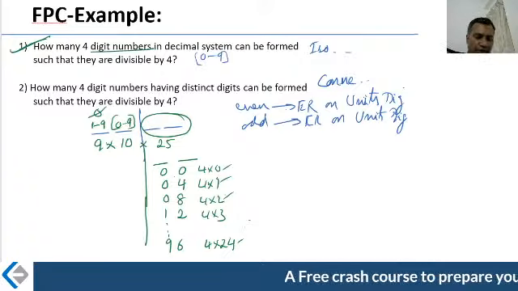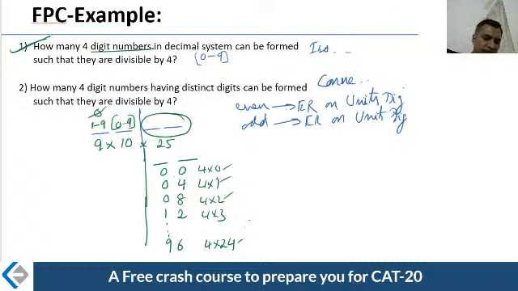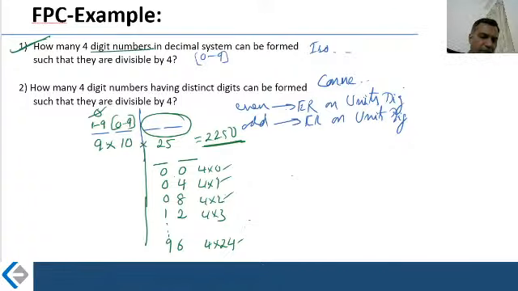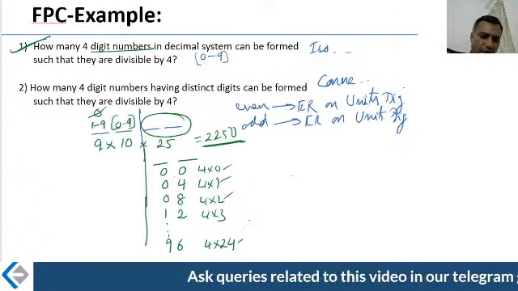9 into 10 into 25 is the required answer. 25 into 9 is 225. Therefore, you say that my answer is nothing but 2250. All right, 2250: 25 into 9 is 225, and then there is a 0 there, therefore 2250. Simple one. I hope all of you got this.